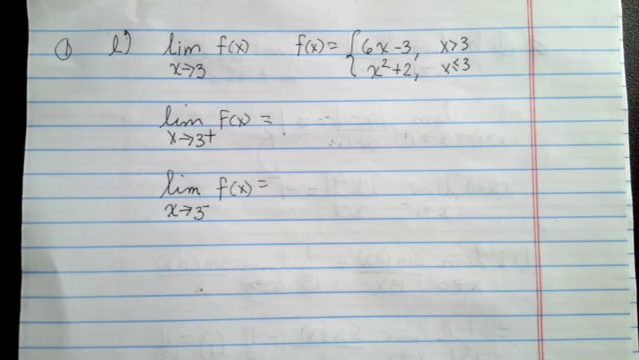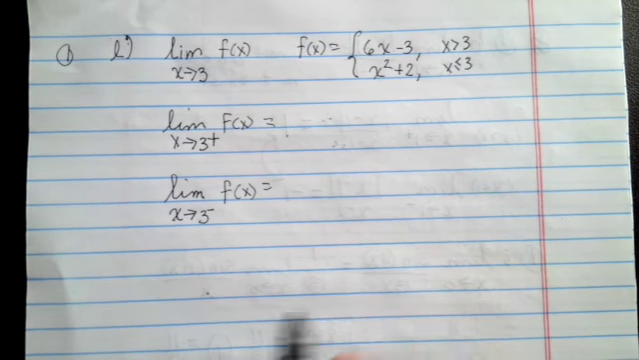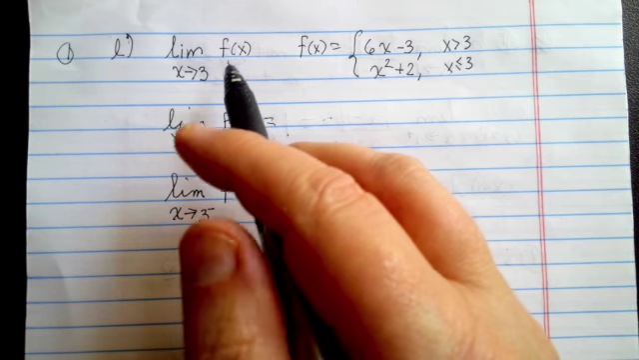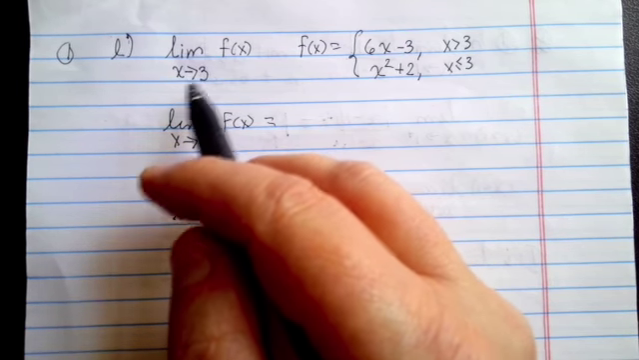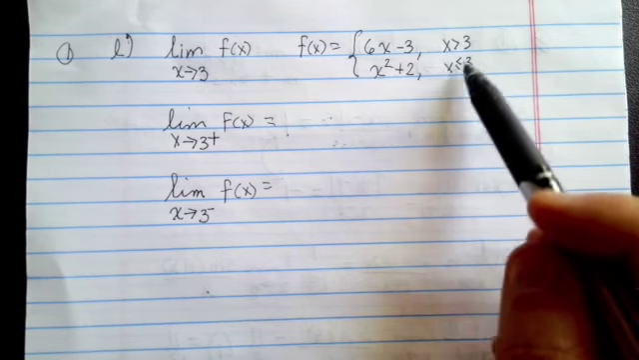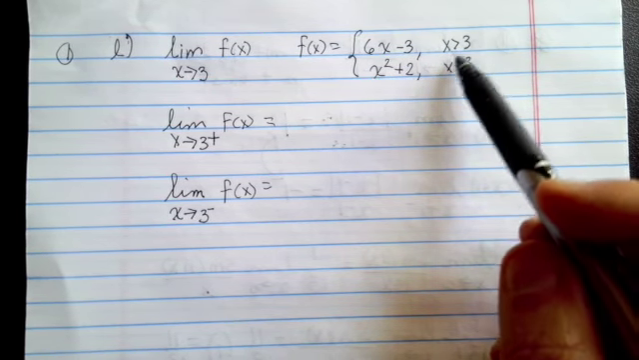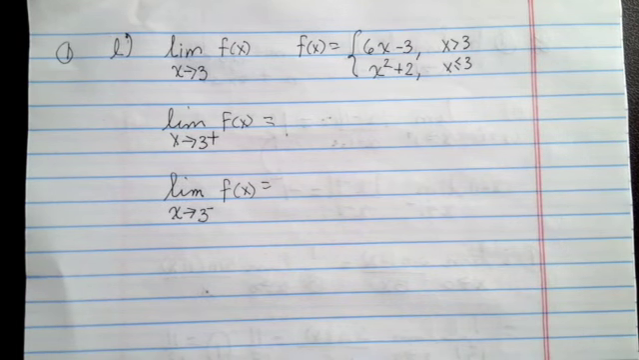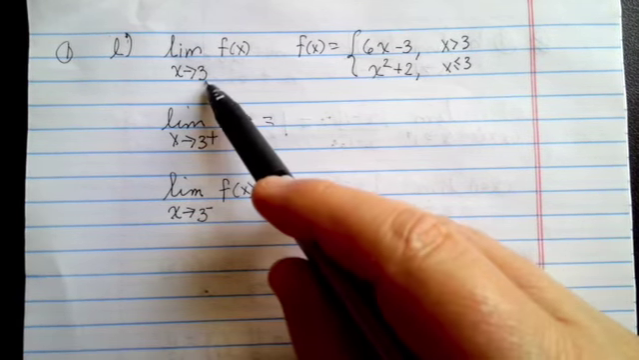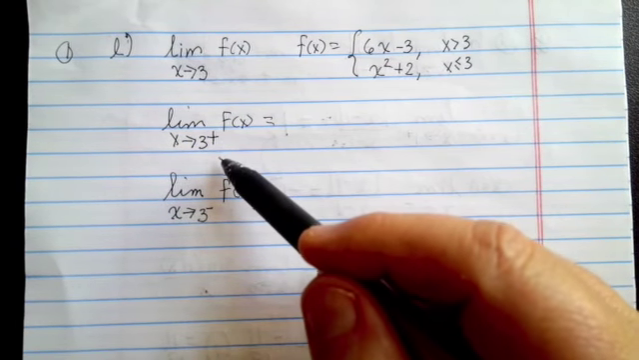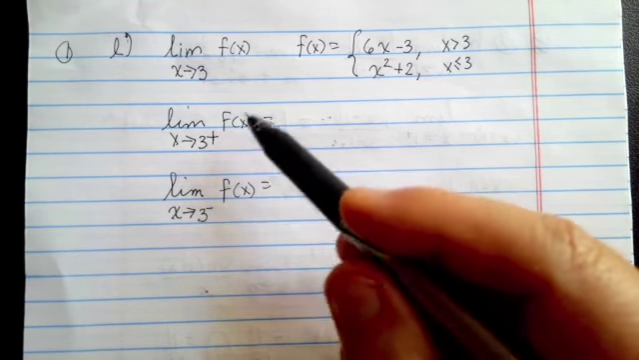We have the limit of f of x as x tends to 3, where f of x is defined piecewise. It's 6x minus 3 if x is greater than 3, and it is x squared plus 2 if x is less than or equal to 3. So, for a piecewise defined function and a limit at that separation point between the two pieces, which is 3, the boundary between the two regions, since we're looking at the limit at that boundary, we definitely want to consider using one-sided limits.